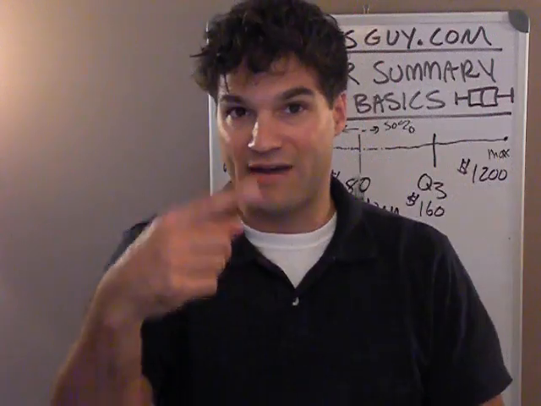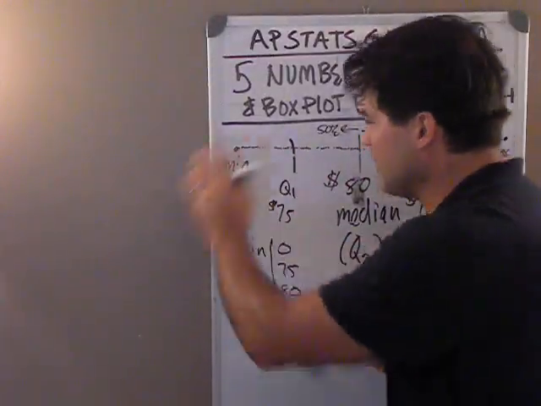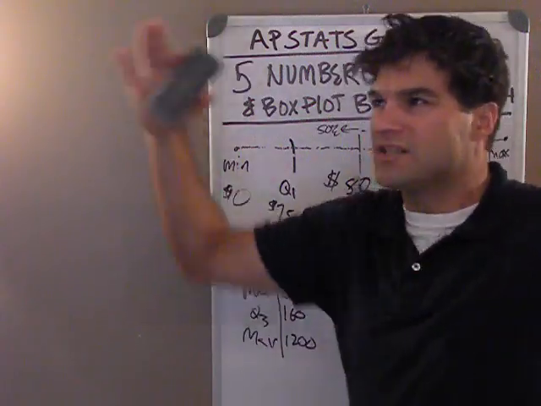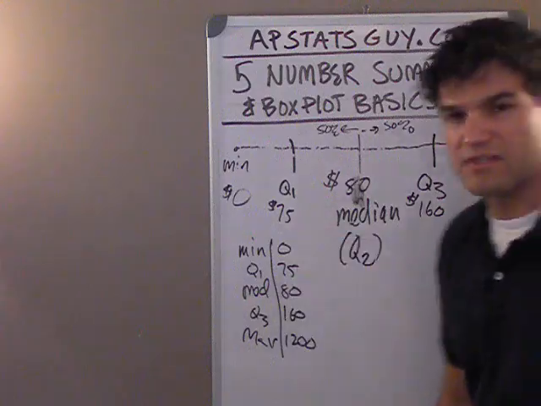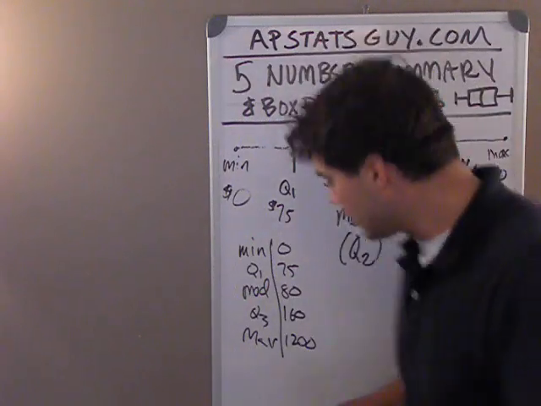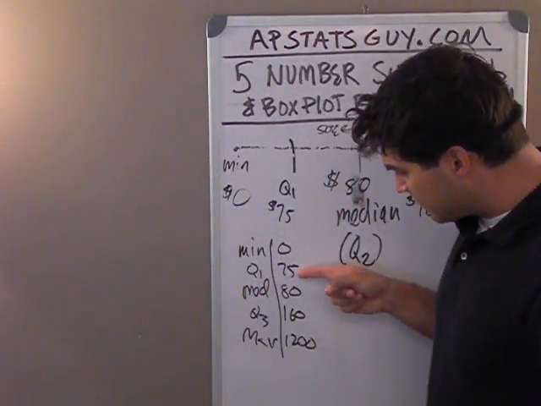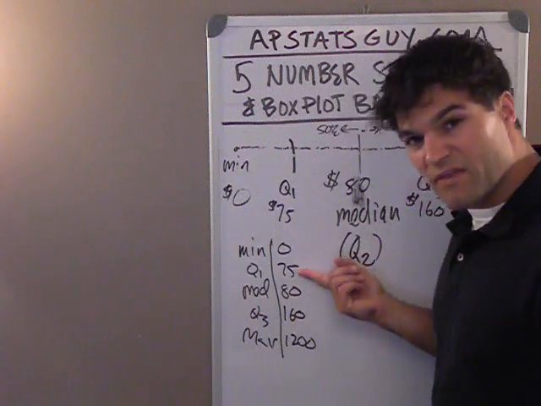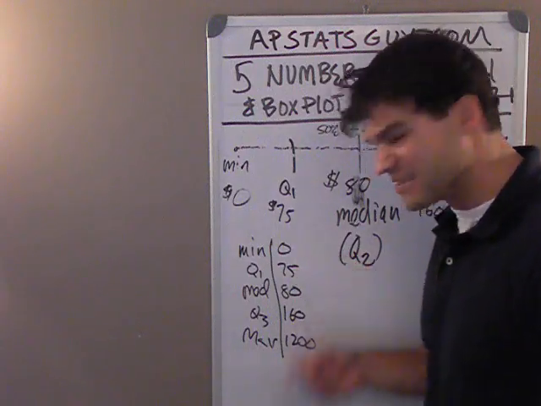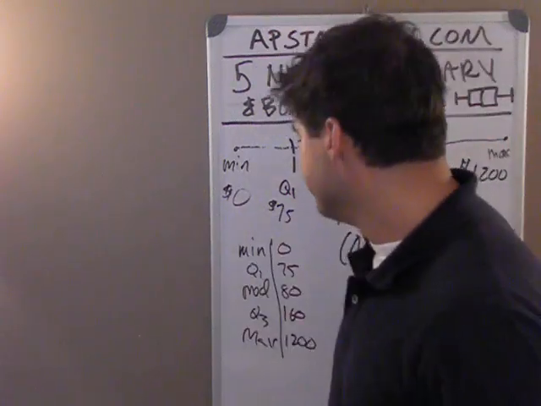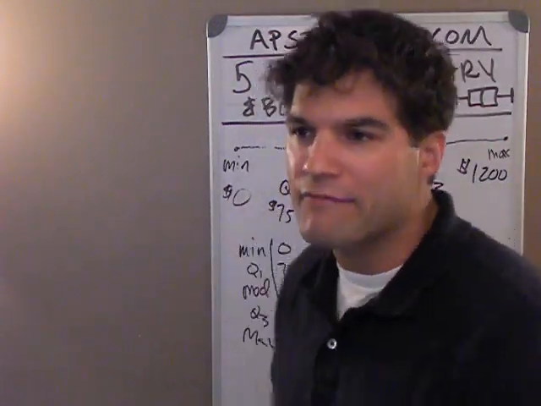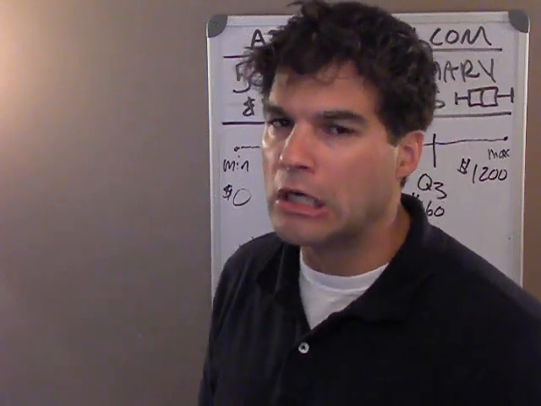So let's actually find it by hand, and then I'll show you how to find it on your calculator. Let's imagine thousands and thousands of numbers from here to here, and we got this 5-number summary. When you look at this, you say, all right, 25% of the students made less than 75 bucks. A quarter, 1 in 4 kids made less than 75 bucks. It's amazing.